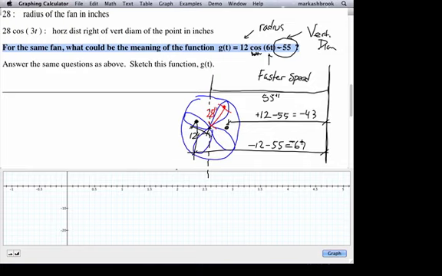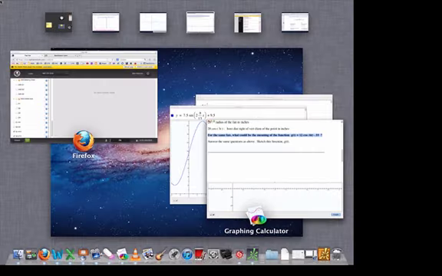So the biggest that 12 cosine can be is positive 12 when it's in the 3 o'clock position. And then we subtract 55 and it's 43 inches from the wall. The smallest 12 cosine could be is negative 12 when it's in the 9 o'clock position. And so now it's 67 inches from the wall. Okay, any questions? Okay, get Top Hat ready. Two questions.